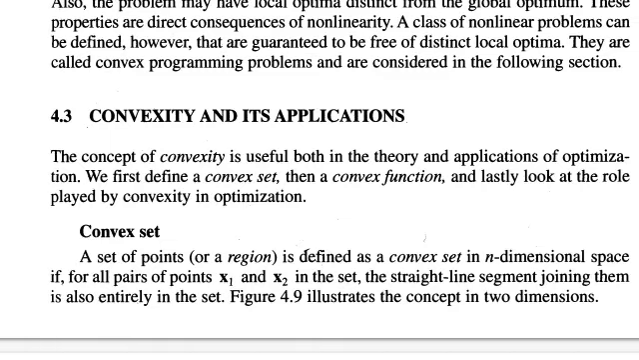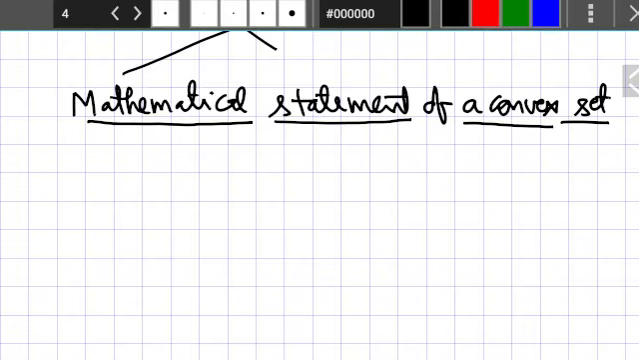As you can see on the screen, a convex set of points, or a region, is defined as a convex set in n-dimensional space if for all pairs of points x1 and x2 in the set, the straight line segment joining them is also entirely in the set. So this is the definition of convex set. Now when we have defined our convex set in natural language, we would like to define this statement in mathematics also. So, the mathematical statement of a convex set.